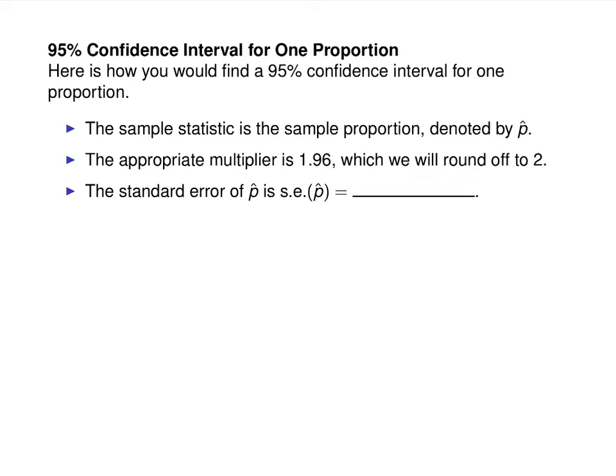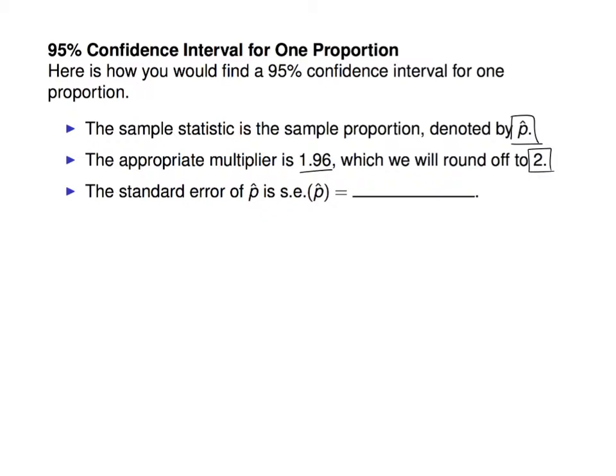So the sample statistic is the sample proportion denoted by p hat. For a 95% confidence interval, the appropriate multiplier is 1.96, which is awfully close to 2, so just think, use 2. A 95% confidence interval is 2 standard deviations, right? It's technically 1.96 standard deviations, but 2 is good enough. So just go ahead and use 2.